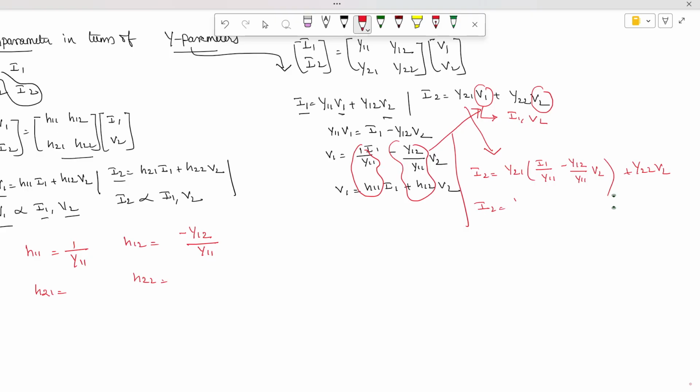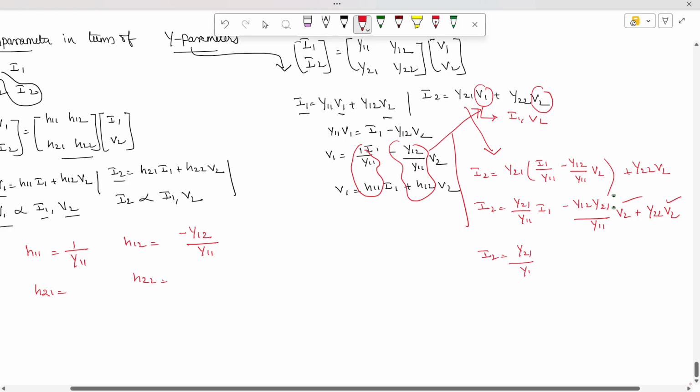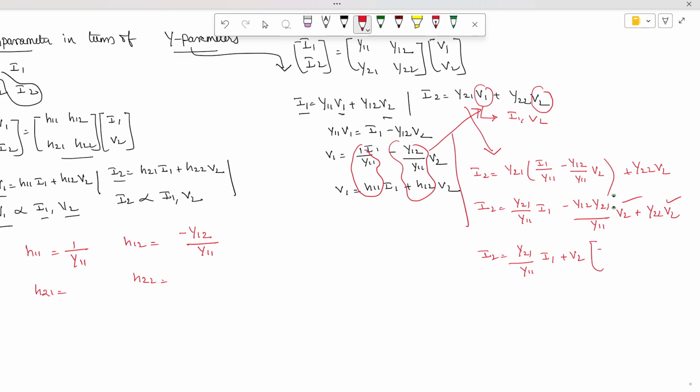Segregate the terms. So I2 is equal to Y21 by Y11 I1 minus Y12 Y21 divided by Y11 V2 plus Y22 V2. Take V2 as common. I2 is equal to Y21 divided by Y11 I1 plus V2 is common, therefore minus Y12 Y21 divided by Y11 plus Y22.